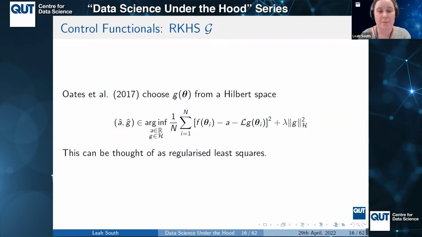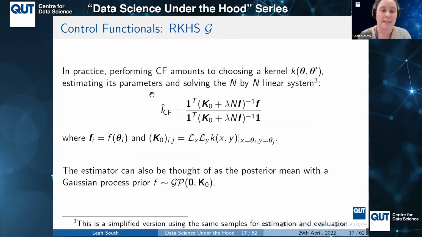Another way to pick G is to pick it from a Hilbert space. And there's a nice closed form solution for the estimator here. So basically, to actually perform this non-parametric version of control variates, we pick some kernel, for example, a Gaussian or Matern kernel, where we need to tune its parameters. And then we apply the Stein operator to the kernel, and we've got this closed form solution here. So it turns out this is an n by n linear system, and so it's pretty expensive to compute for large n, but it can go quite well.